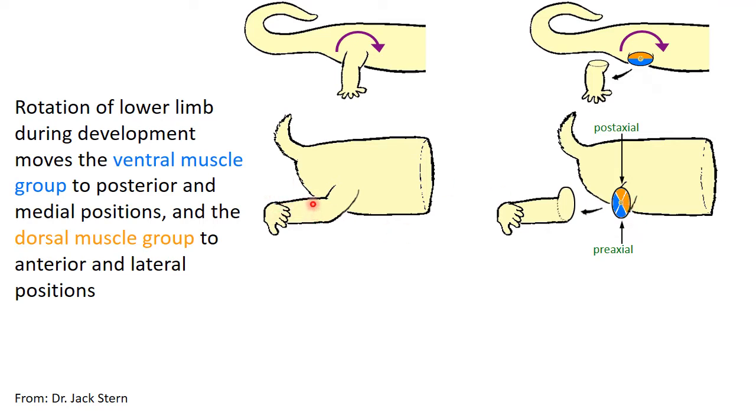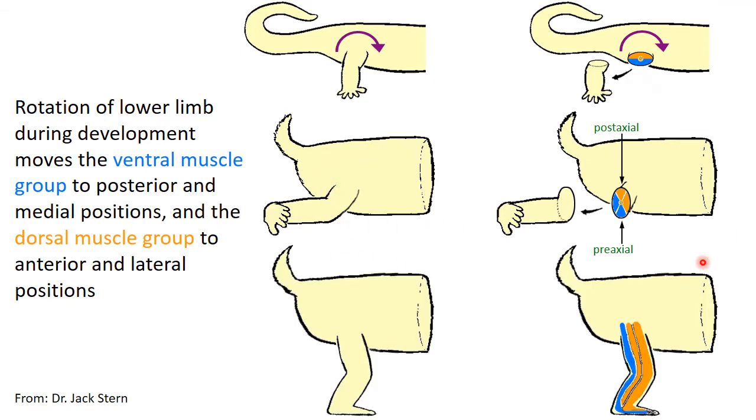We're going to rotate it once more in the opposite out of plane axis, and now we can convince ourselves that this looks like our knee, this looks like our foot, and this looks like our lower limb. And let's follow what the muscle groups did.